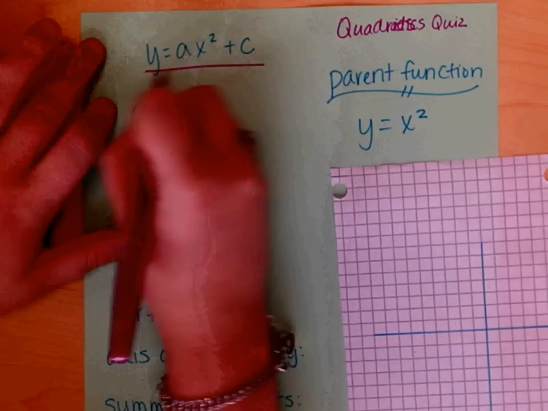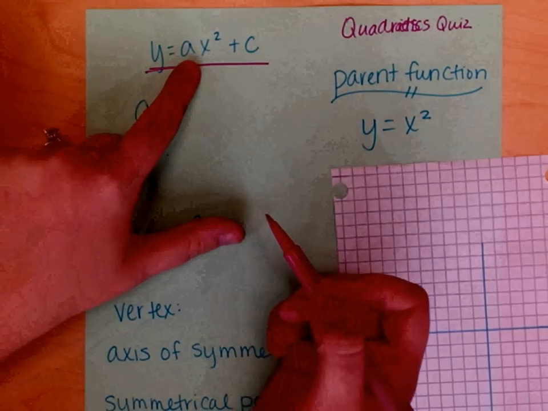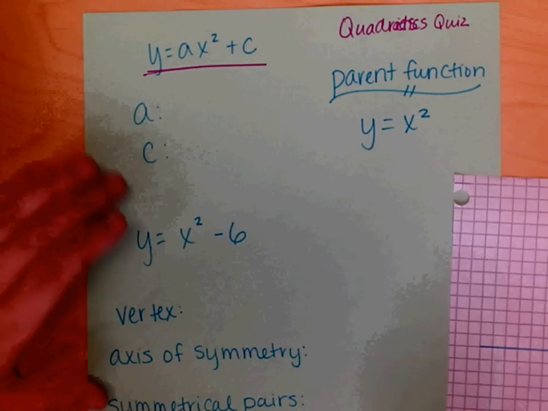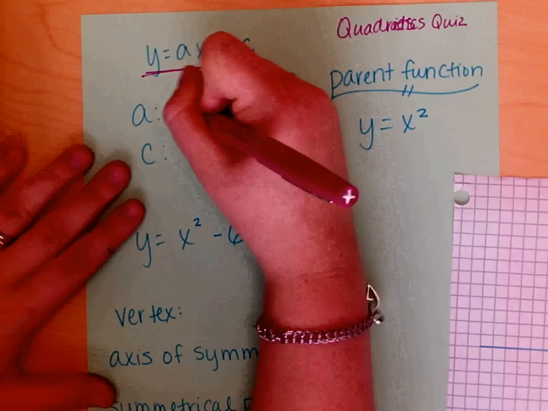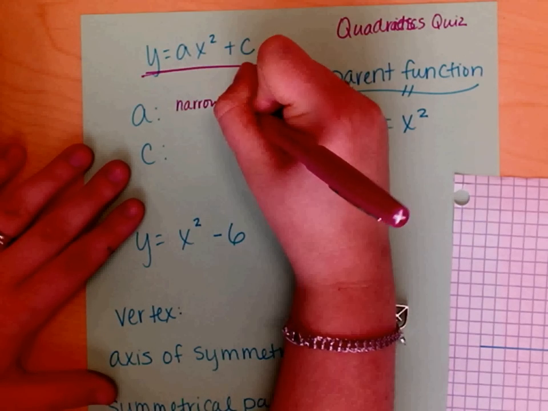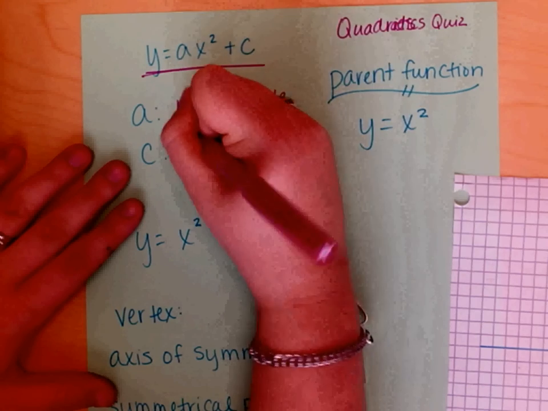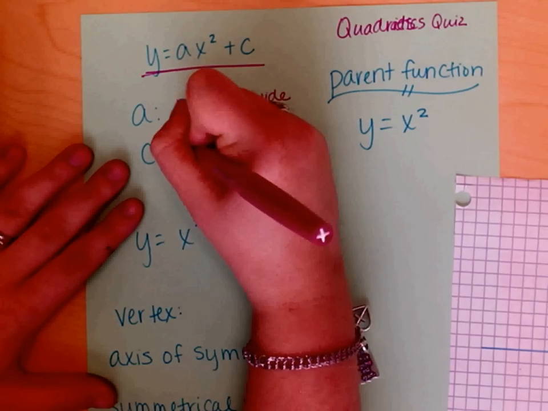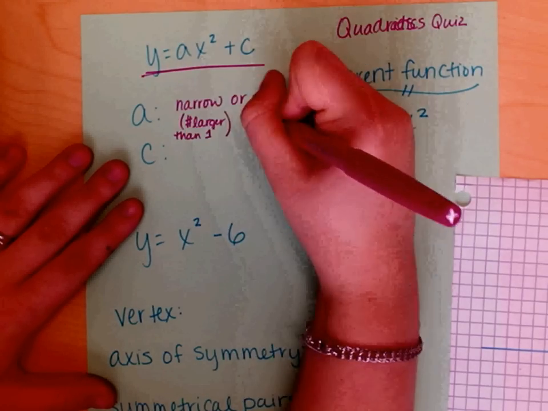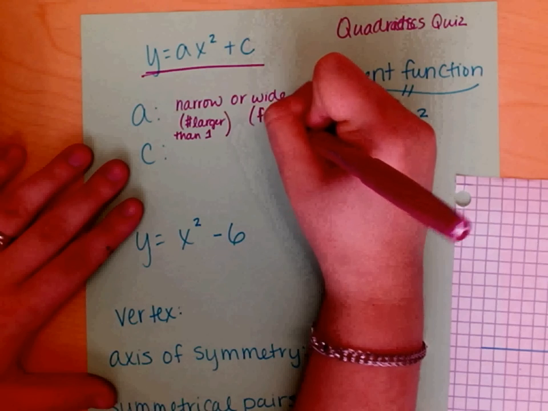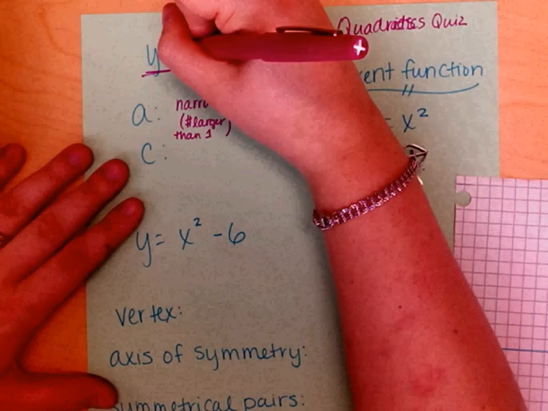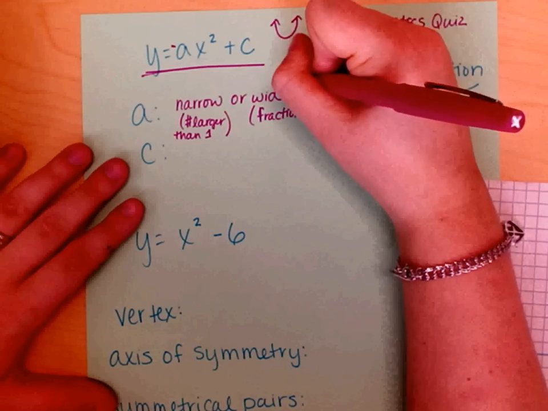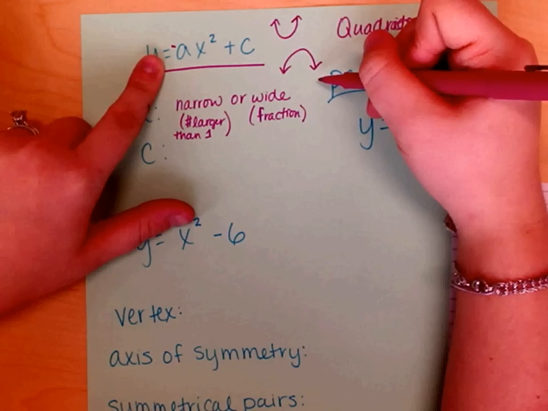You need to know this basic form and what all these different letters stand for. Your A is called A. It's like the coefficient, but we can't really call it a coefficient anymore because this is not a linear function. Your A determines whether it is narrow or wide. A narrow graph is going to have numbers larger than 1, and a wider graph is going to be a fraction or a decimal. Also, if I have a negative A, my parabola, instead of opening up like this, becomes like this, where it opens down. So the negative number would flip it over the x-axis.